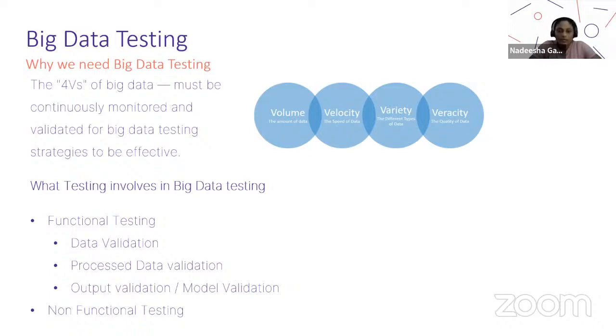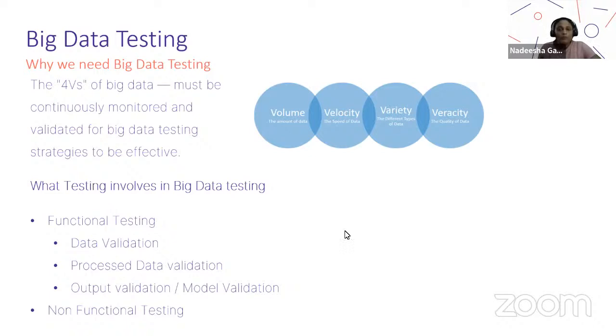So in that case, to define a QA strategy, we need to consider the 4 V's of big data, as you can see in this diagram. For every big data testing strategy, we have to consider functional and non-functional testing. Under functional testing, first we have to do the data validation. What is that? It ensures the right data will come from the data sources.